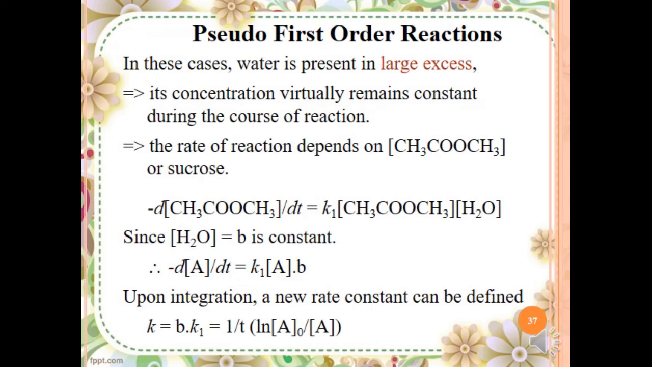So that's why the rate of reaction will only depend on the other reactant. In the case of the first example, the reaction will depend on the methyl acetate concentration. So this is the rate law, and this is the constant for water. When we integrate, the new rate constant can be defined as this: k equivalent to b times k1, equivalent to 1 over t ln A naught over A.